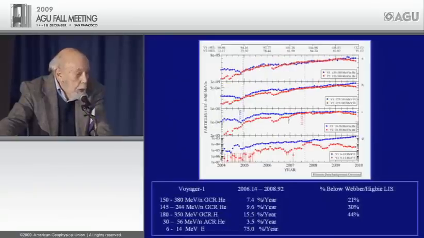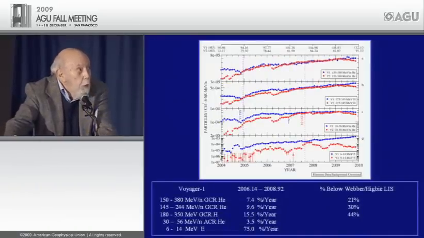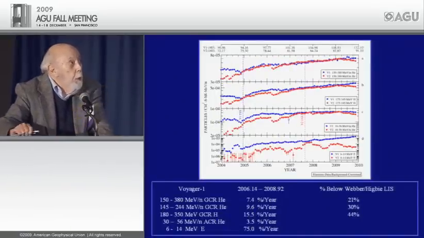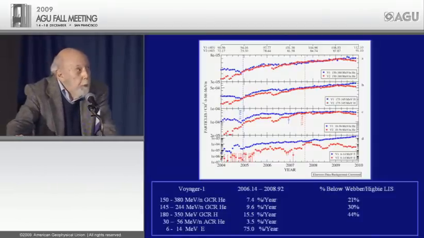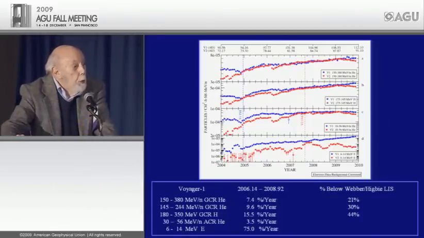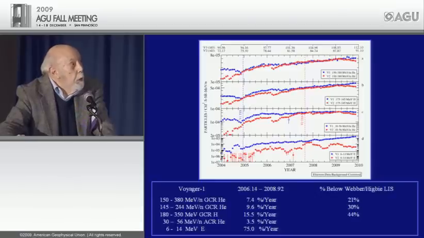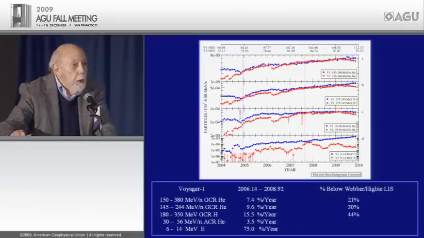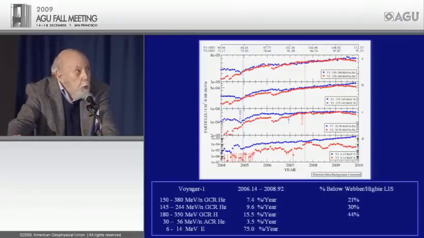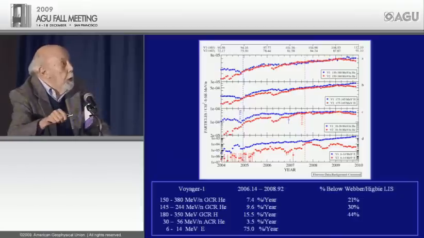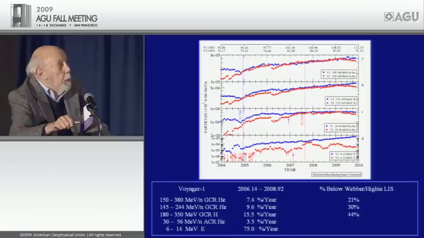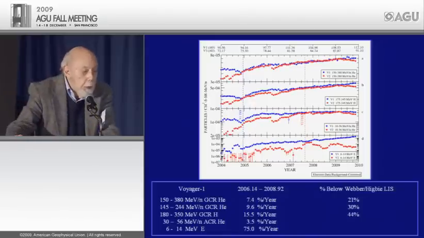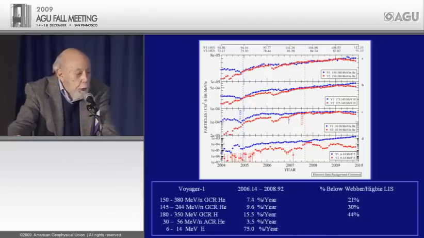Skip the next one. Okay, now we go to Voyager. The top one is high energy helium, 150 to 400 MeV helium. And what you see after the vertical lines here are the termination shock crossings, Voyager 1, Voyager 2. What you see at Voyager 1, you recover from solar maximum conditions, and then it's been a steady increase at the rate of something like 7.5% per year.